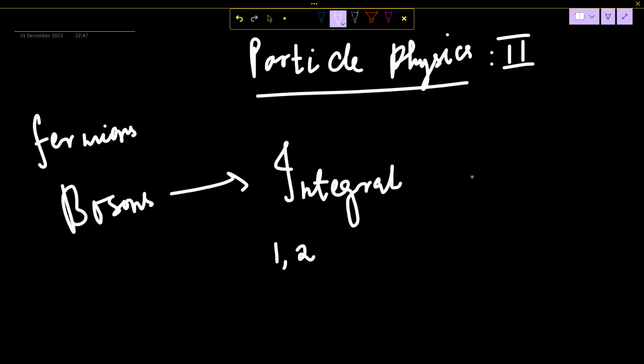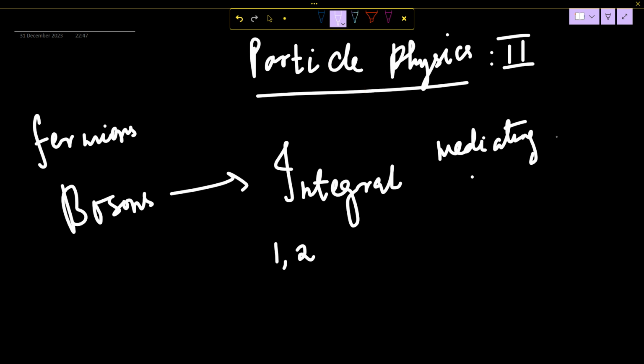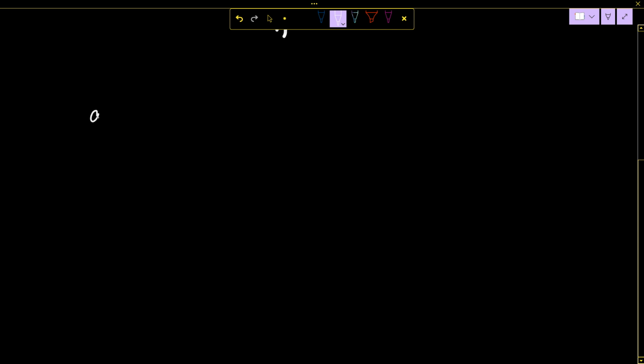Like whatever we studied in the previous class, all the mediating particles, the particles that are mediating some kind of interaction. All the mediating particles are bosons. Which were the mediating particles again? Gluons. Gluons were the mediating particles for what? Strong nuclear force.